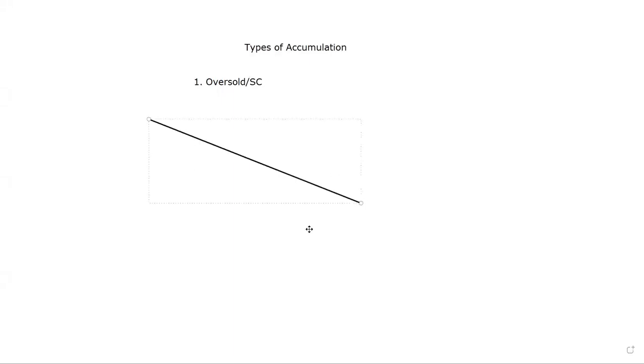You have a downtrend channel. You have a downtrend channel here, and then you have, like, okay, then.